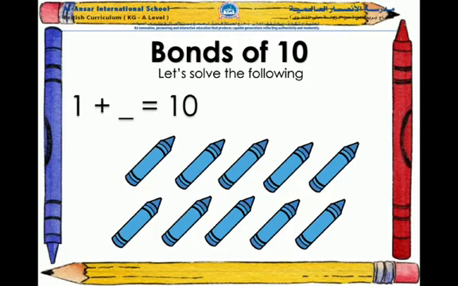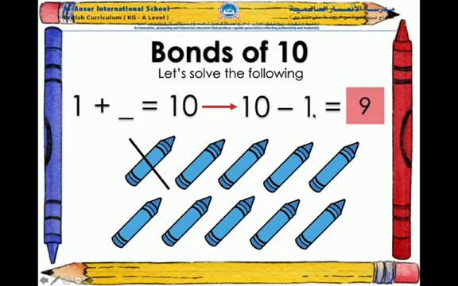Now let's try it with the number 1. 1 plus what equals to 10? We turn it into a subtraction problem. We make it 10 minus 1. So we put a line through the 1, and now how many do we have left? We have 9 left. So 10 take away 1 equals to 9. And when you put the 9 here, 1 plus 9 equals to 10. You can check that your answer is correct.